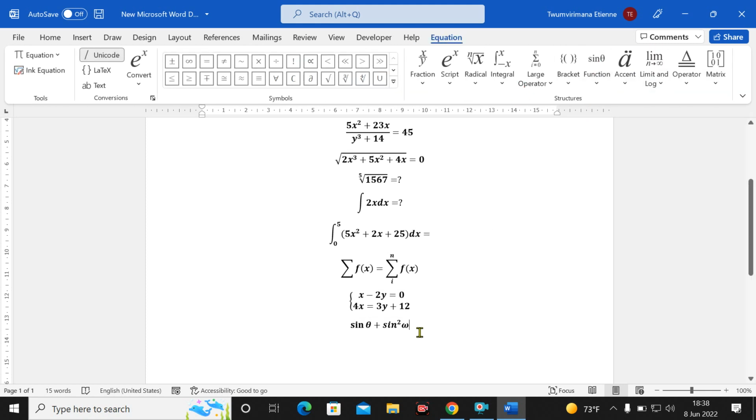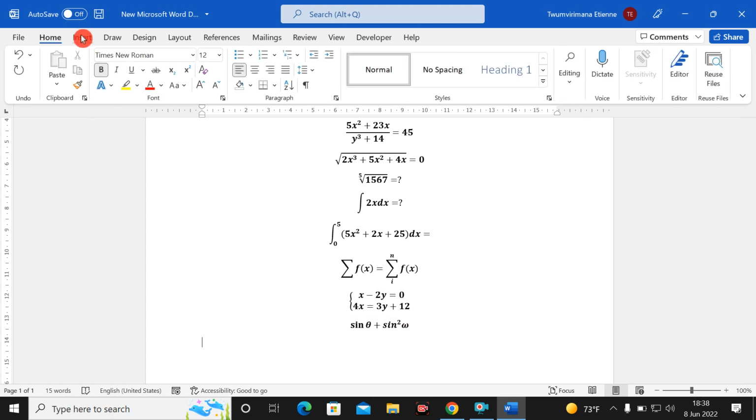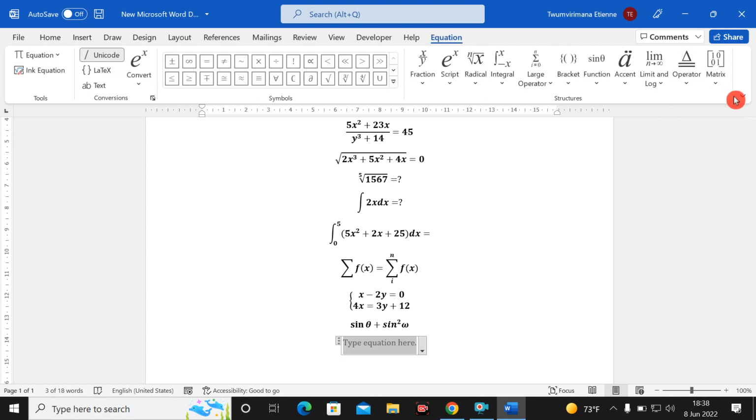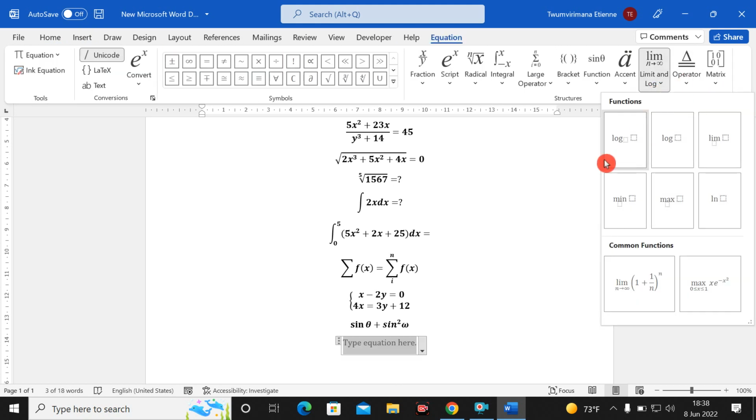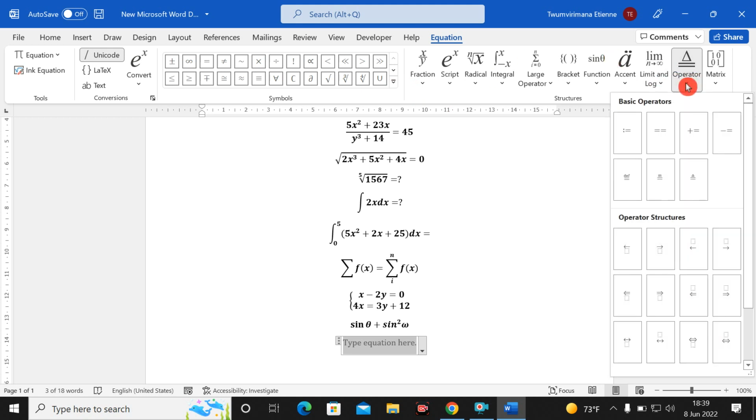And guys, you see we have different ways, and all mathematical equations can be typed in Microsoft Word. Here we have limit, minimum, max, logarithm, you have many things. Here we have common functions, here are non-common functions. And if you want a symbol, you go back here. If you need to type a function, you come back here. Here there are operators. Maybe you just want to use this in logic.